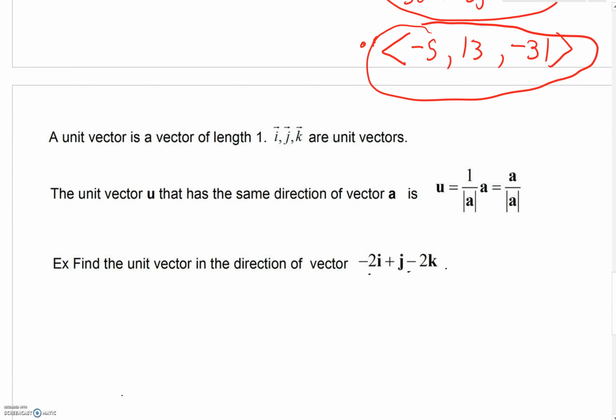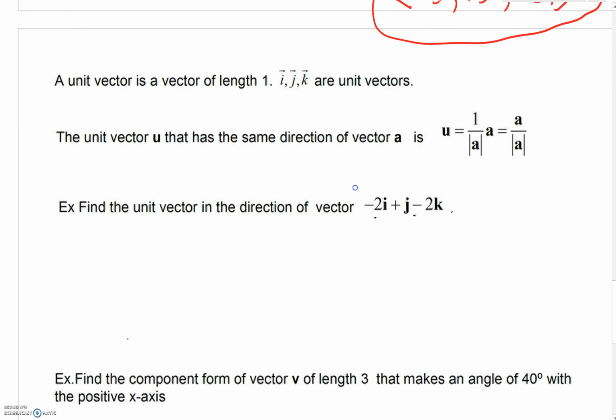So unit vectors have a length of 1, and the most famous unit vectors are i, j, and k. But you can make any vector into a unit vector when you divide by its length. And you're going to see that really taking place right here. Let's just take a look at this.